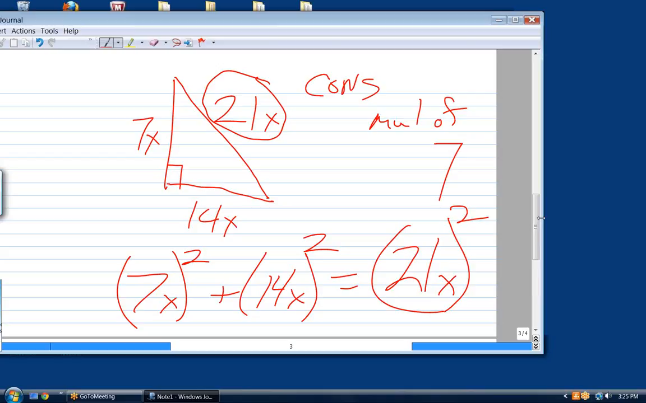I'll mark it down to ask him about it. Hold on, read it again. One last time. I must be missing something. Okay. The lengths of three sides of a right triangle are consecutive multiples of 7. Determine the area and the perimeter of the triangle. Consecutive multiples of 7.